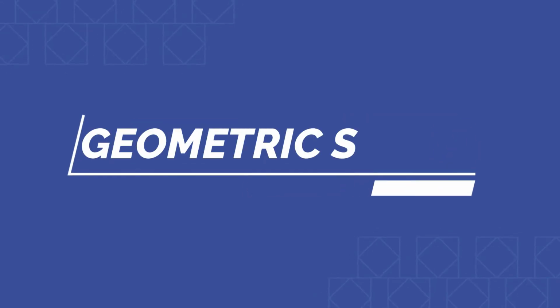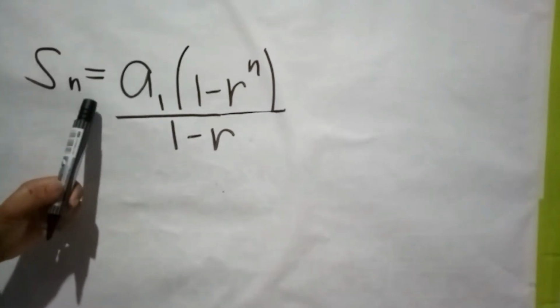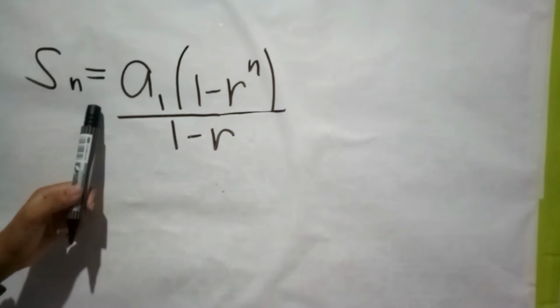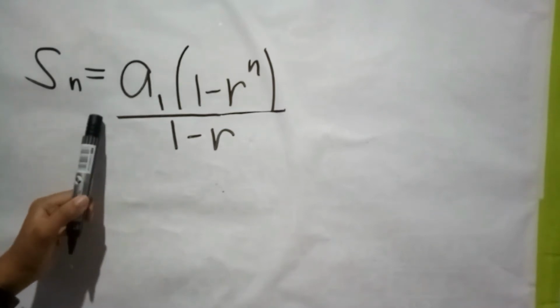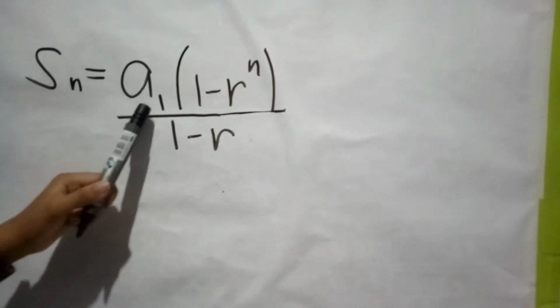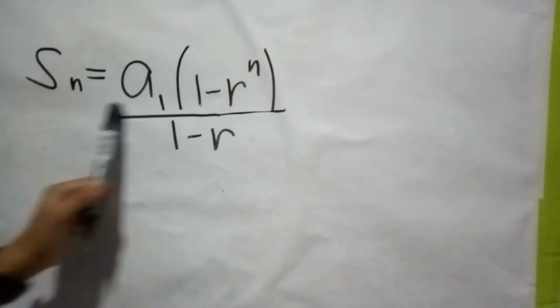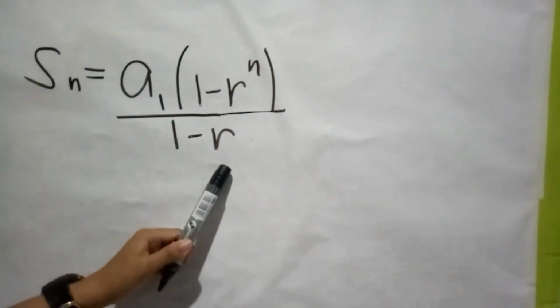For today's video, I'm gonna show you how to solve a geometric series. Geometric series is the sum of the terms in a geometric sequence. So this is the formula that we are going to use in finding the sum of a geometric sequence. The sum of the nth term is equal to a sub 1 times 1 minus r raised to n divided by 1 minus r.